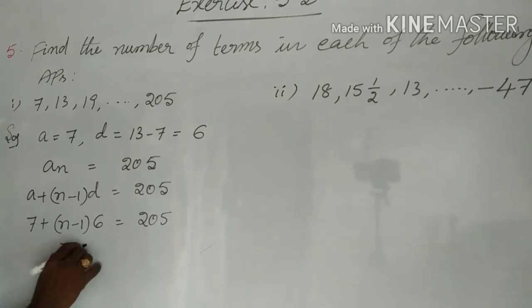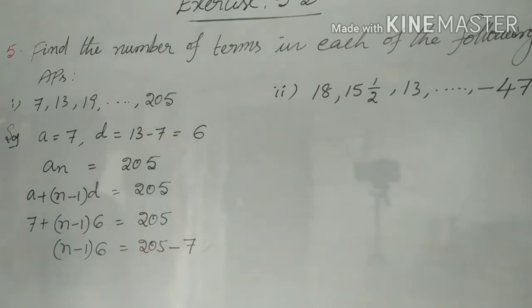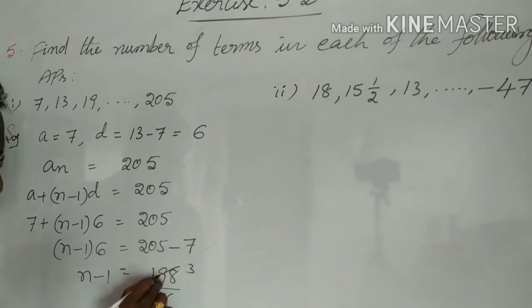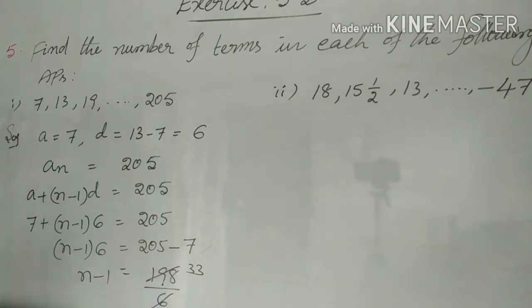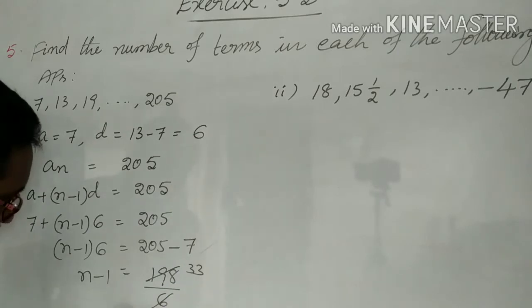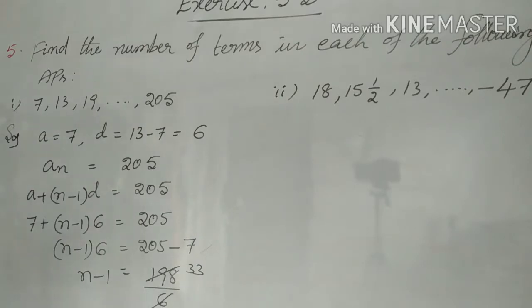Now n minus 1 into 6 is equal to 205 minus 7, which is 198. Now n minus 1 is equal to 198 by 6. 6 1s are 6, 6 3s are 18, carry 1, and again 6 3s are 18. So n minus 1 is equal to 33. Therefore n is equal to 33 plus 1, which is 34. So this is the answer. Please make a note.